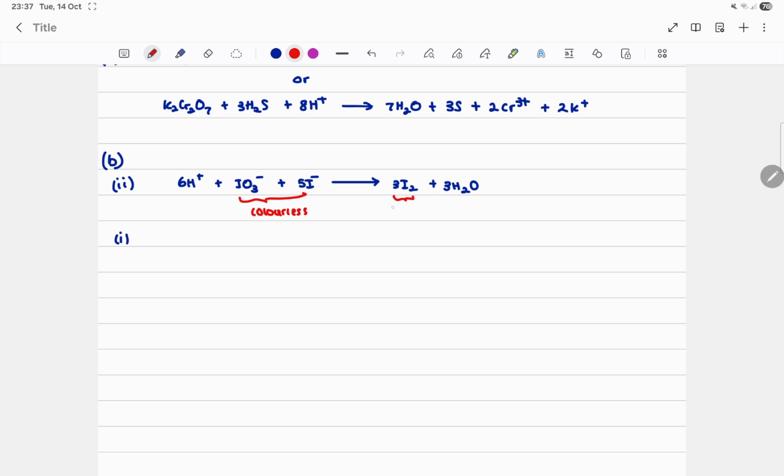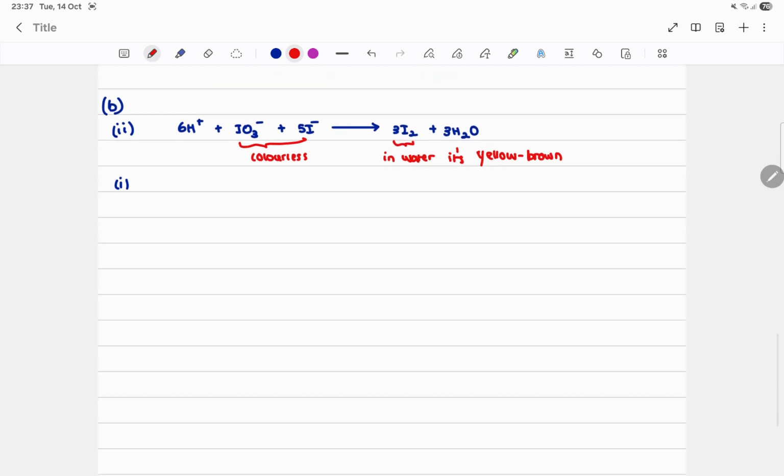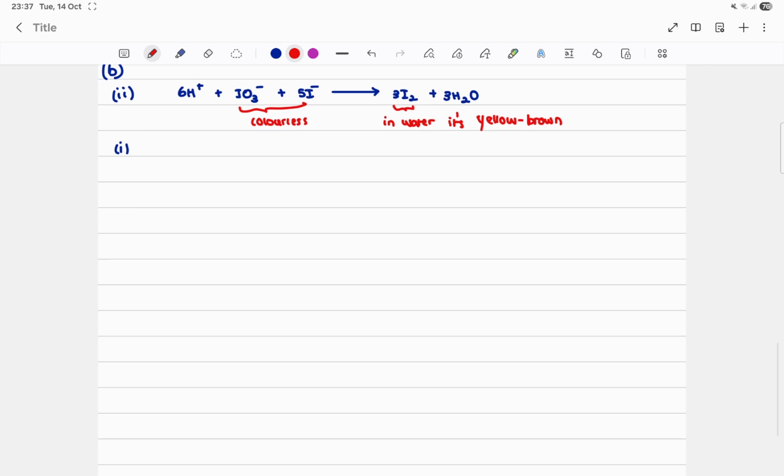I2 in water is yellow brown in color. If you write brown also, no issue, but better to write yellow brown. So the color change will be from colorless to yellow brown. Colorless to yellow brown.